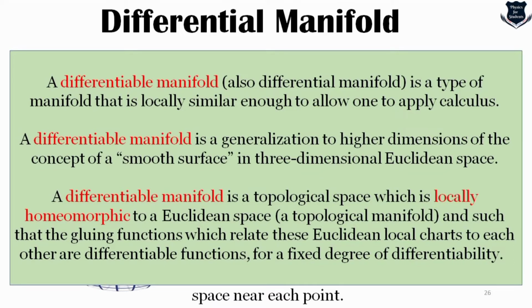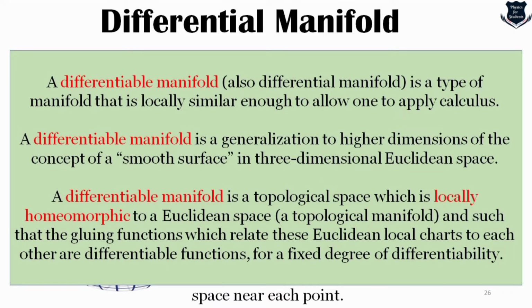A differentiable manifold is a generalization to higher dimensions of the concept of a smooth surface in three-dimensional Euclidean space. This is quite pertinent because we have just read what a smooth surface is, and a differential manifold is basically generalizing and extending it to higher dimensions. A differential manifold is a topological space which is locally homeomorphic to a Euclidean space. If you remember right at the beginning of the video when I showed you the example of a torus and a coffee mug, that was locally homeomorphic, and such that the gluing functions which relate these Euclidean local charts to each other are differentiable functions for a fixed degree of differentiability.